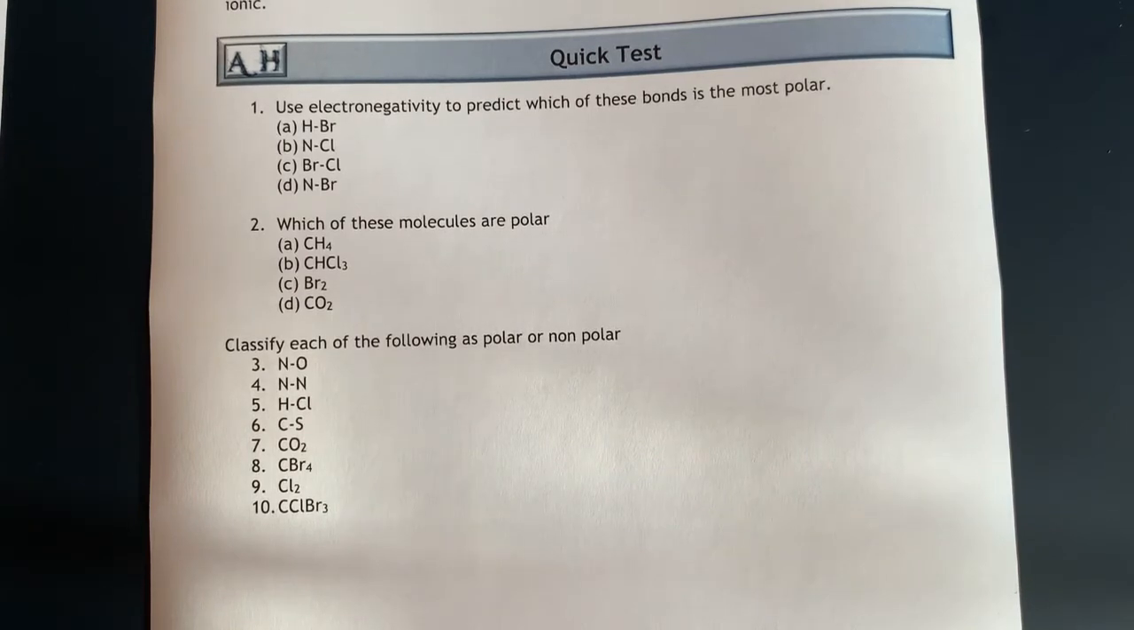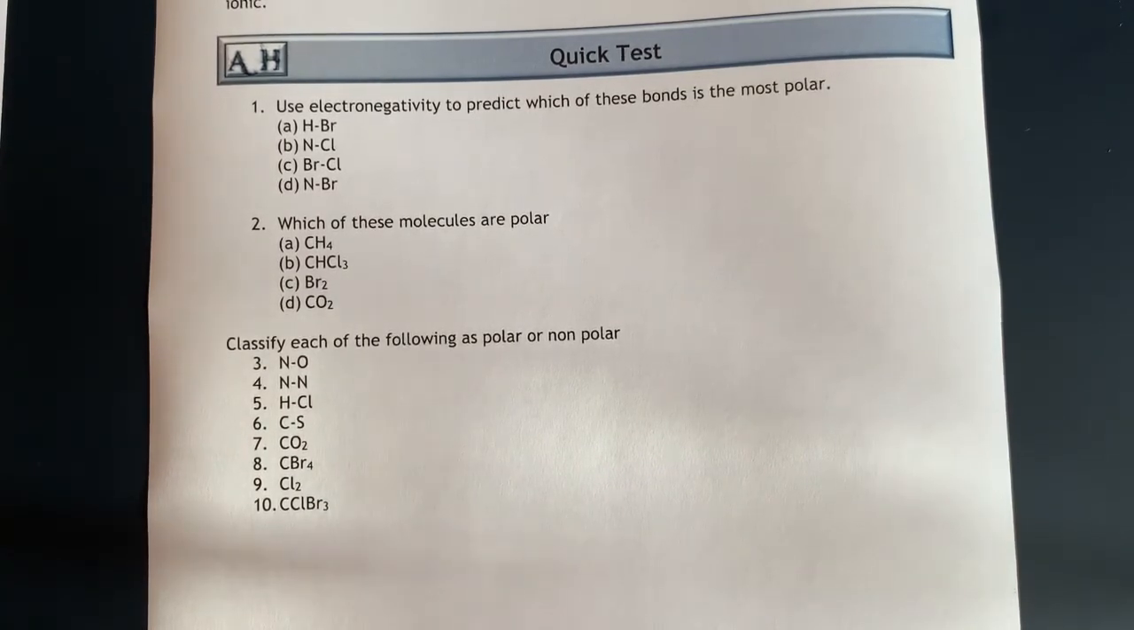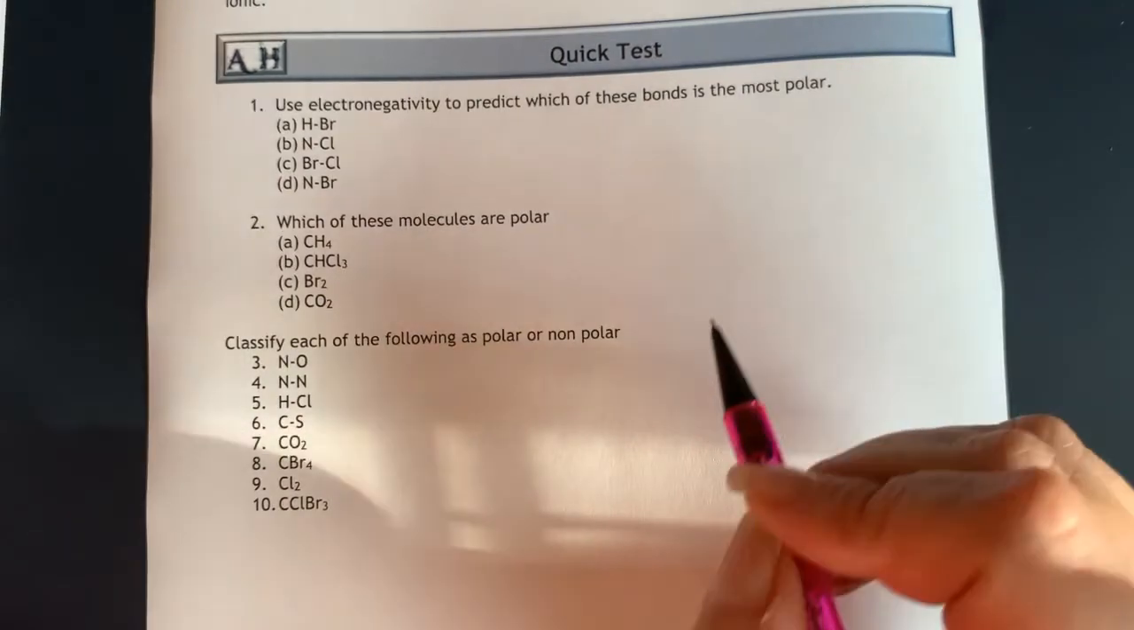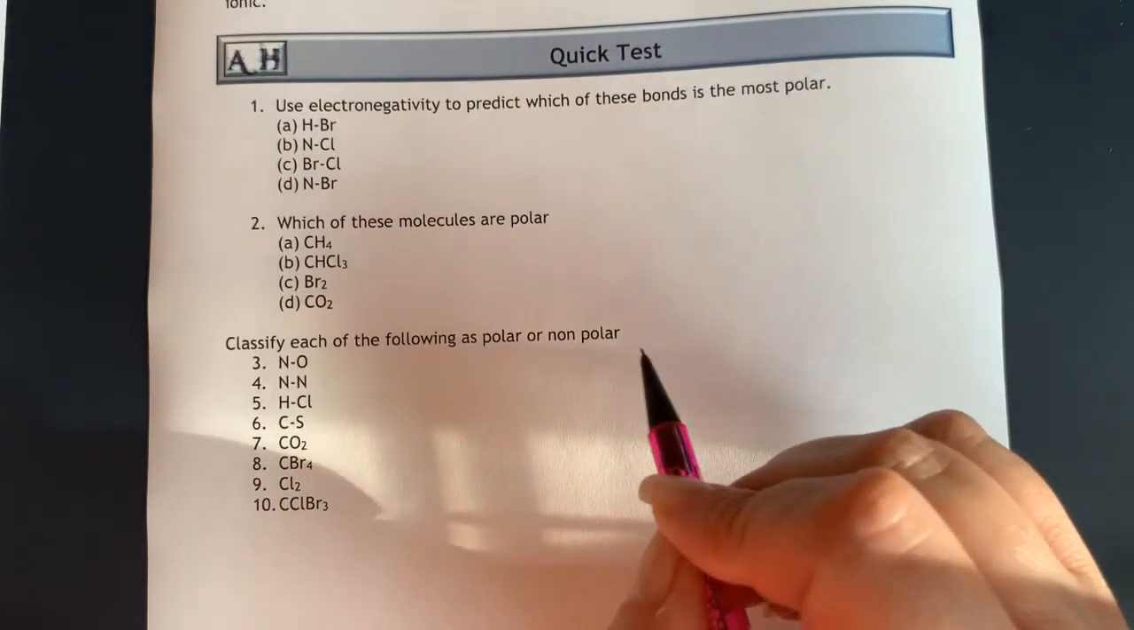The quick test on page 39 was all Higher work, so I'm not really going to go over it very much. I just want to give you the answers to make sure that you are correct. Feel free to get in touch with me if you don't understand any of my answers. So electronegativity is used to predict which of these bonds is the most polar. The biggest difference in electronegativity will give you the most polar.